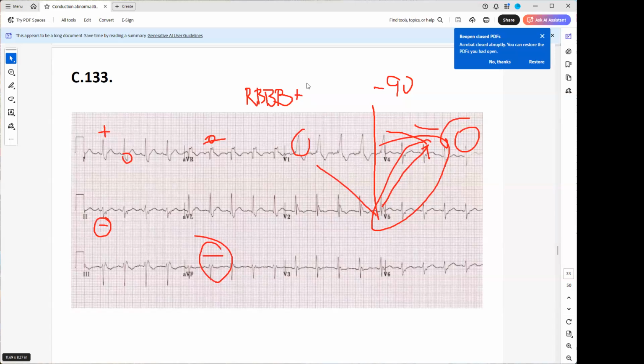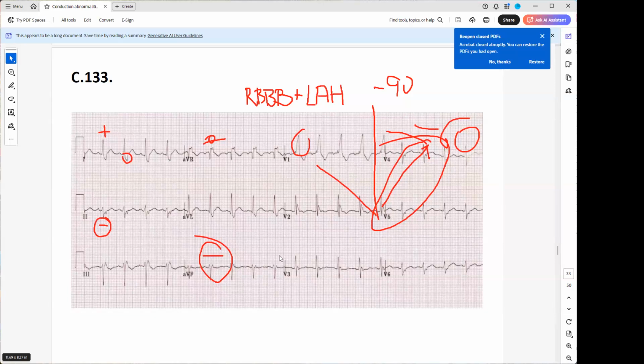Left bundle branch block. No, this is not a left bundle. You said right bundle branch block, and that's correct. However, I'm not sure. Yes, you are sure. That's a hemiblock. Yes, we do have a left anterior hemiblock.